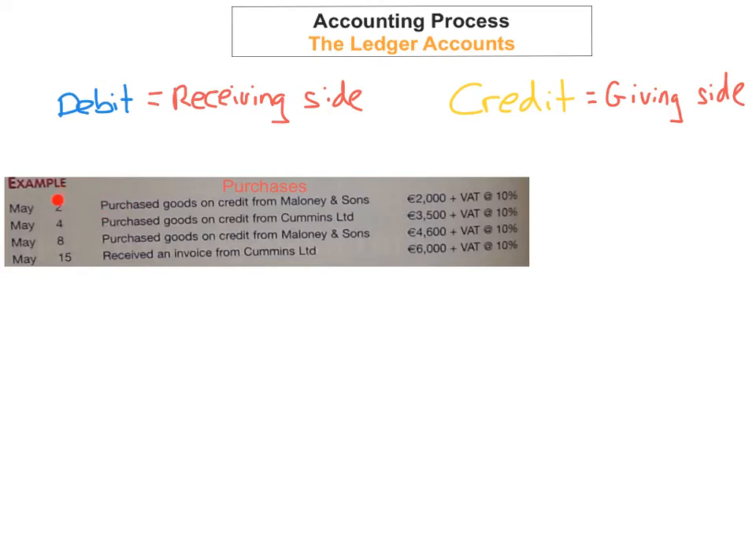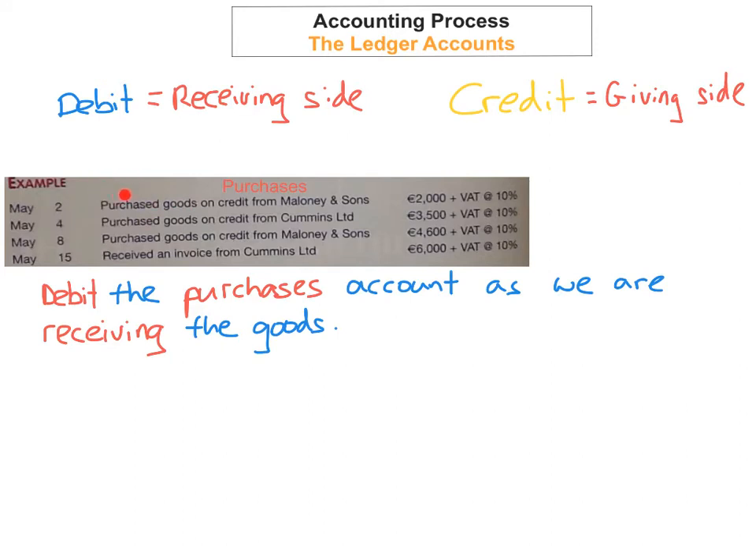The very first one was on the 2nd of May, when we purchased goods on credit from Maloney and Sons. What you have to think is: who is receiving the goods and who is the giver of the goods? The receiver is on the debit side, and the giver is on the giving side, which is the credit side. So we would debit the purchases account because the purchases account is the one that's receiving. We are receiving the goods, so we would debit our purchases because we're the receiver.